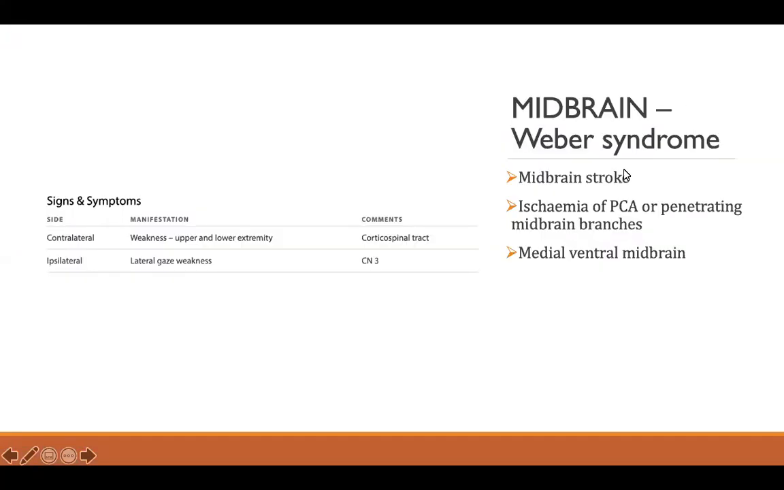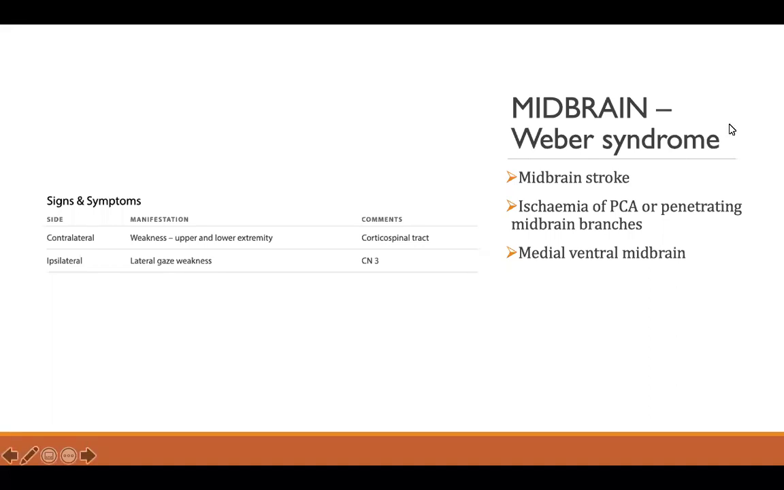So a midbrain stroke is also called a Weber syndrome. This can be caused by ischemia of the posterior cerebral artery or any penetrating midbrain branches. And this is on the medial ventral midbrain. So wrap your head around that. Medial means in the middle, ventral means towards your mouth. I always think of it as if I'm venting to my friends about something, it comes out of my mouth, so it's on the front of me. And then it's in the midbrain.